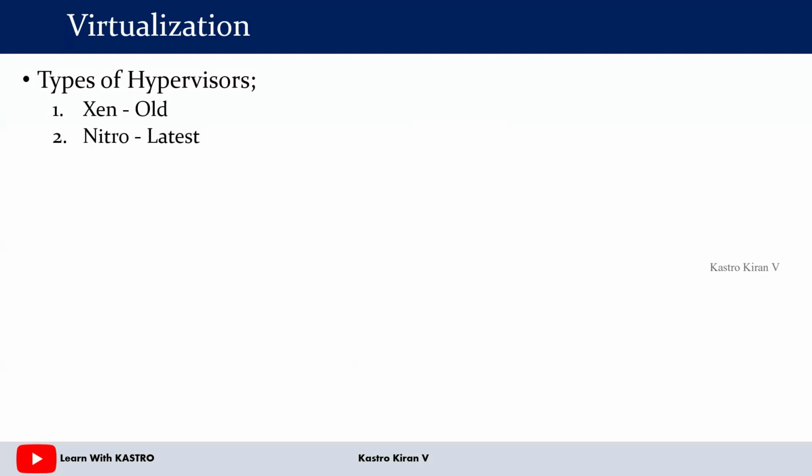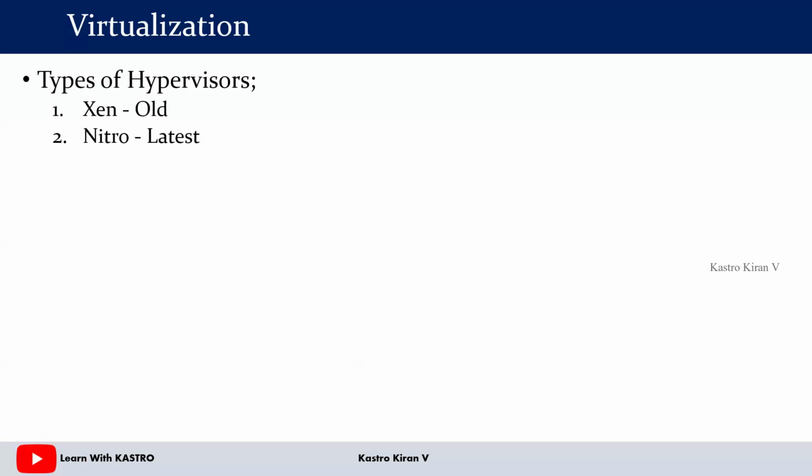Why does it support only Nitro-based hypervisors? Because these are the advanced ones and they work at a faster pace. So that's the reason why AWS is supporting only the Nitro-based hypervisors. If you want to know more details about what is a Xen hypervisor, what is a Nitro hypervisor, I will be giving you the link in the description of this video. You can check that link also.